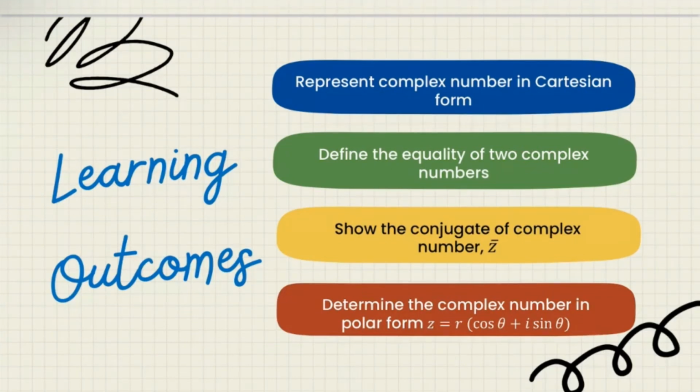Okay, so the learning outcomes untuk 1.2 kita ada 4. The first one is represent complex number in Cartesian form. Second will be define the equality of two complex number. And then we have show the conjugate and also determine the complex number in polar form. Okay, so hari ini kemungkinan kita akan dapat cover these 3 sahaja ataupun mungkin 2 ini sahaja. Kalau kita sempat kita akan masuk conjugate lah, depends kepada cuaca je, depends kepada cuaca.